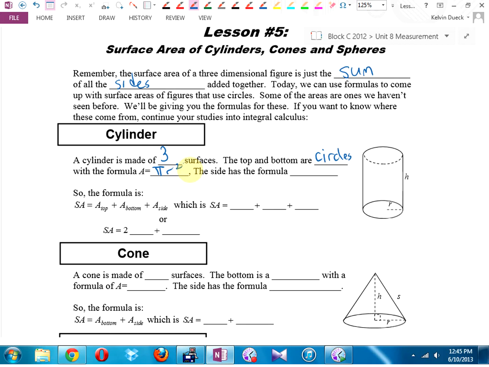What's the width of that rectangle? Careful. Close. Begins with the letter C. It's the circumference of a circle. Nice. You see it? So, the side has the formula. It is going to be length times width because it's a rectangle. The width is the height. The length, Kira said, was the circumference of a circle, which is conveniently on your formula sheet too. What's the circumference of a circle?